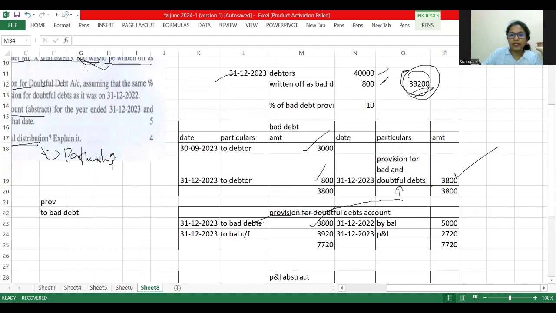Okay. What is the opening balance? It is said to be 5,000 rupees. We need to maintain 10 percentage. 10 percentage to be maintained as provision. So out of 39,200, 10 percentage is 3,920. So balancing this, the balancing figure will be the additional provision to be created.